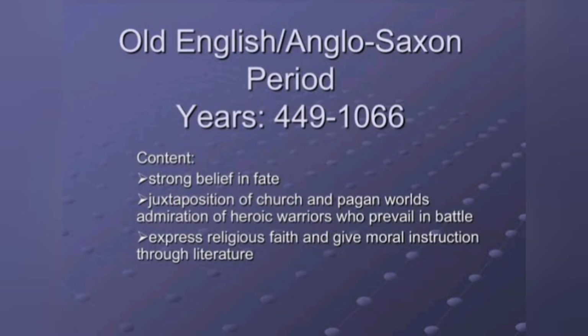Then let's get started. Old English period, or Anglo-Saxon period. It's a Western Germanic language. It began by 450 AD and lasted till 1066 AD. That is almost 600 years. Before this, Celtic was spoken.